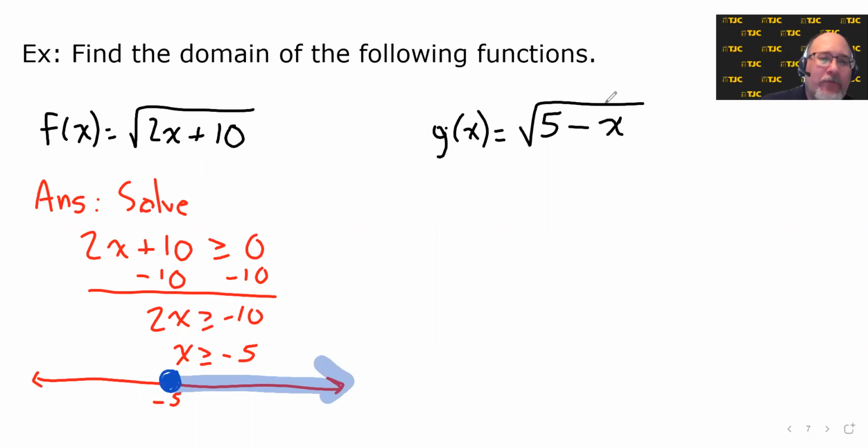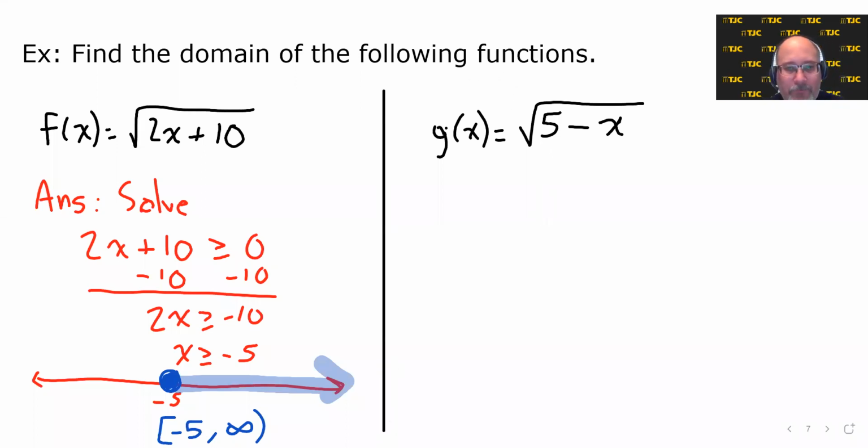So what's the interval for this number line? Well, from left to right, bracket negative 5 because it includes the negative 5, comma infinity. So that wasn't too bad. We just hadn't solved inequalities in a while. What about the second one?